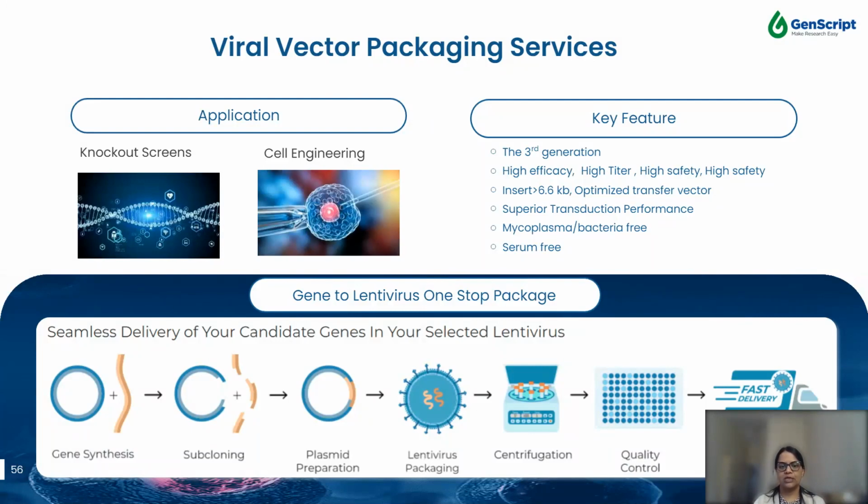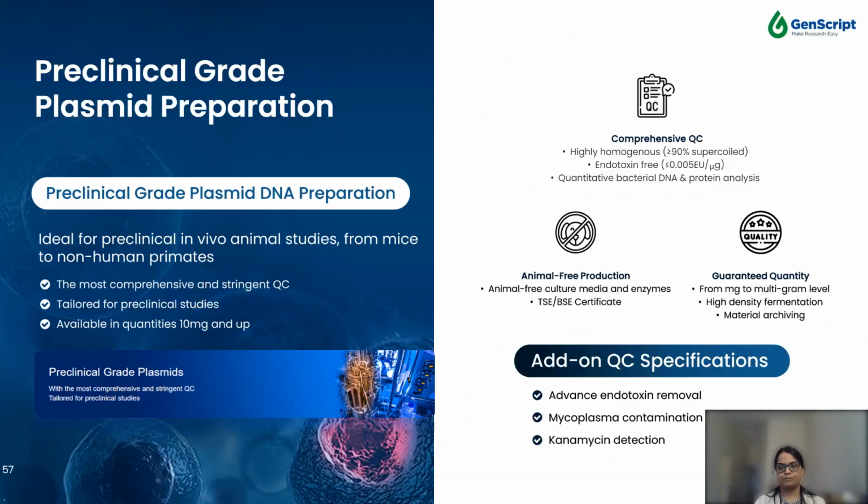So here we show that we have the capacity to go from gene to lentivirus, a one-stop packaging service. Once you submit your gene, we can provide you LVV packaging service. And GenScript also provides different qualities of plasmid, because plasmid is also one of the important tools customers may be using at different points in their workflow. So we offer customers a flexible plasmid solution, maybe RUO, or we also provide preclinical grade.